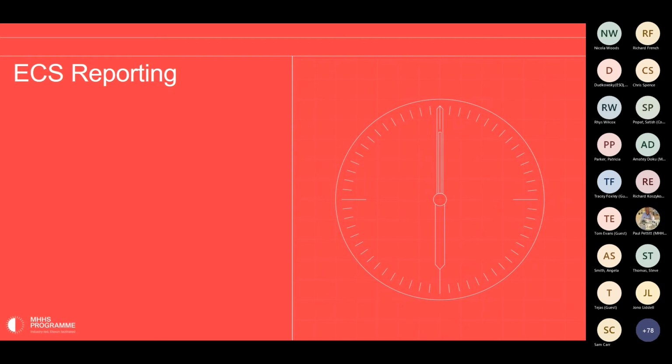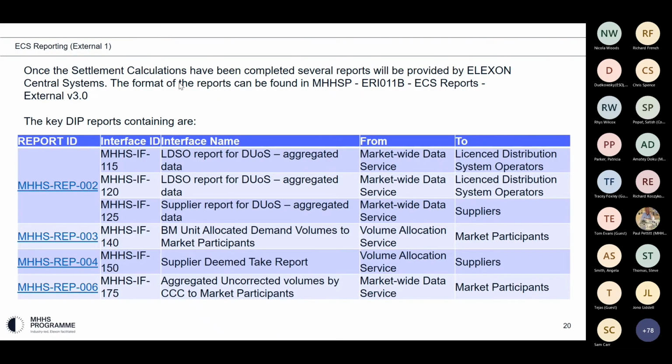Okay, just on Elexon Central Systems reporting. The reports are in this artifact, ER011B, and this is one flavour of reports. These are the external reports, so these are reports going from Elexon Central Systems out to parties, and these ones are the key DIP reports. So this means these reports are going out over the data integration platform.